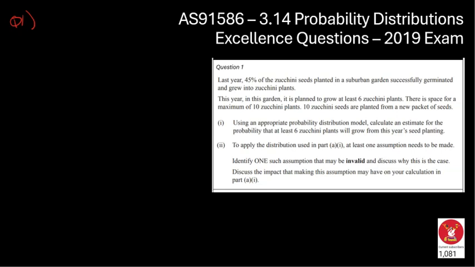So we've got 45% of zucchini plants were able to successfully germinate and grow. 45% of seeds will be able to grow into plants successfully. This year, they want to grow at least 6 zucchini plants here. It says the space for a maximum of 10 zucchini plants. 10 zucchini seeds are planted from a new packet.